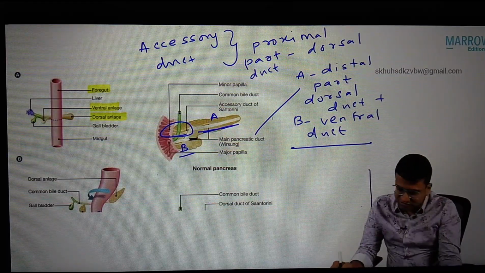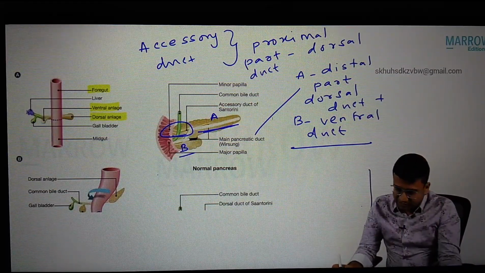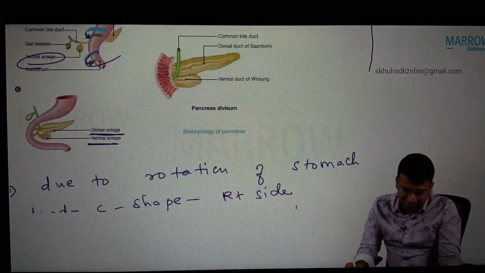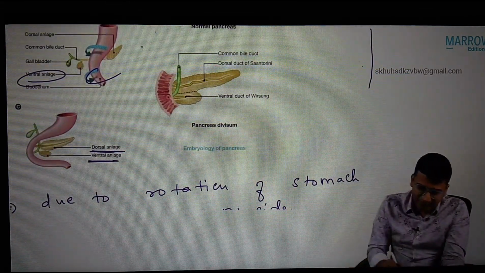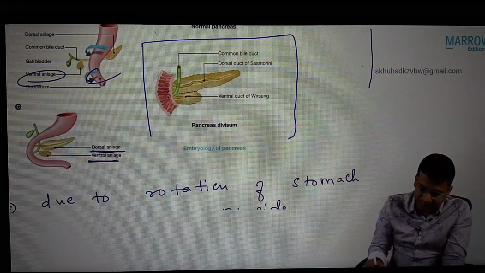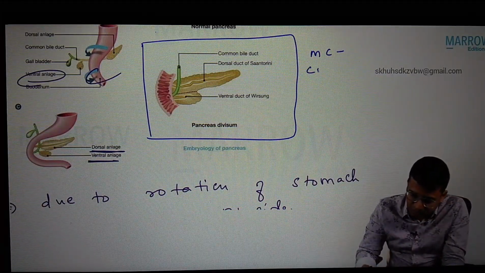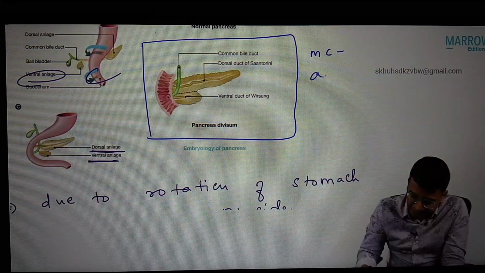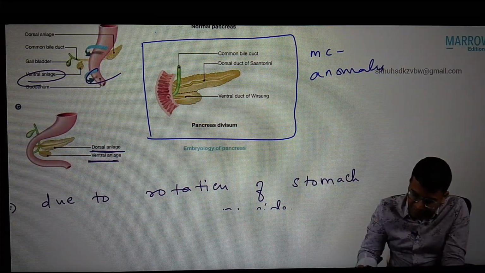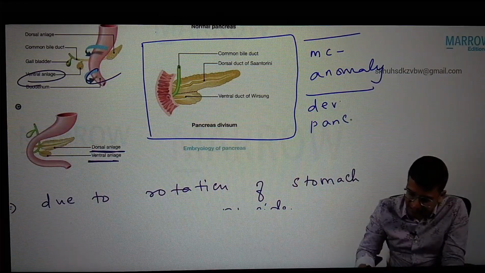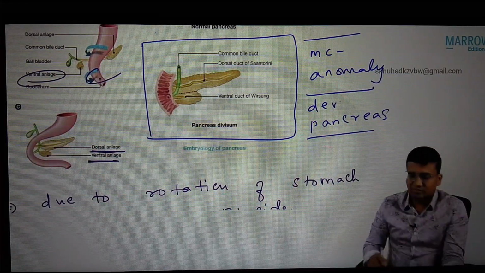So now we're going to see some anomalies. Now the most common anomaly in the development of pancreas is pancreatic divisum. So pancreatic divisum is the most common anomaly in the development of pancreas.